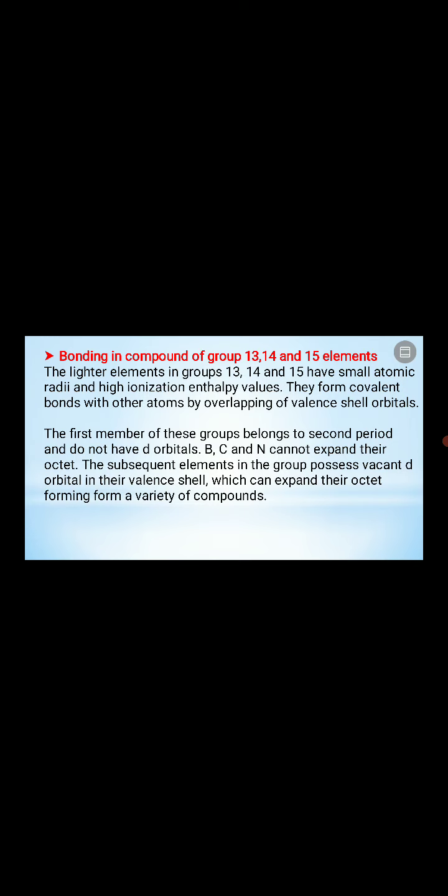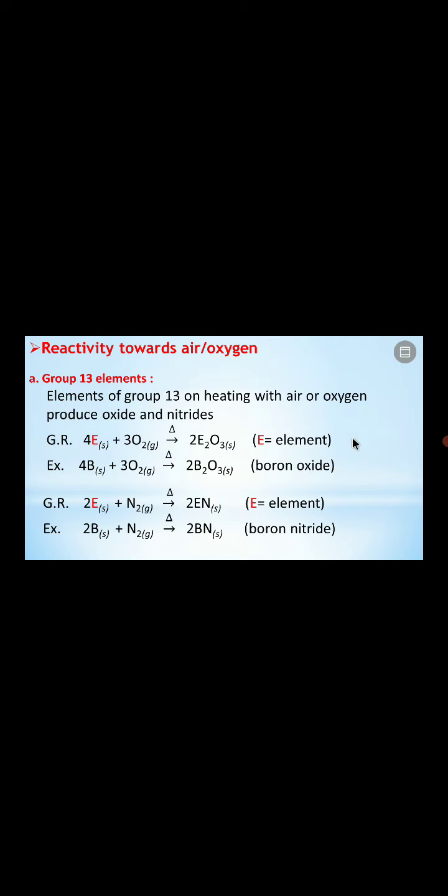The first members of these groups belong to the second period and do not have d orbitals. Boron, carbon and nitrogen cannot expand their octet. The subsequent elements in the group possess vacant d orbitals in their valence shell, which can expand their octet and form a variety of compounds.